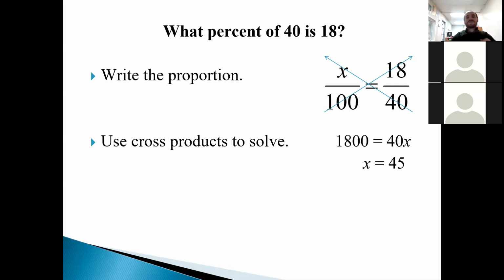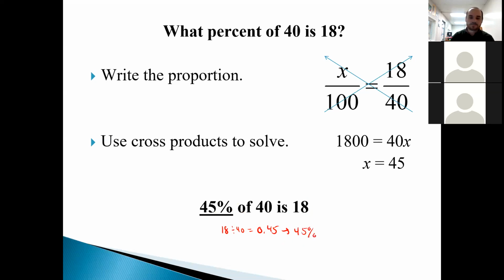So when we divide both sides by 40, we're going to get x equals 45. So 45% of 40 is 18. So in this case, we solve for our percentage, which is 45%. Hey, I still have the right answer. The other way you can do this is 18 divided by 40 equals 0.45, and then you just turn that into a percent.